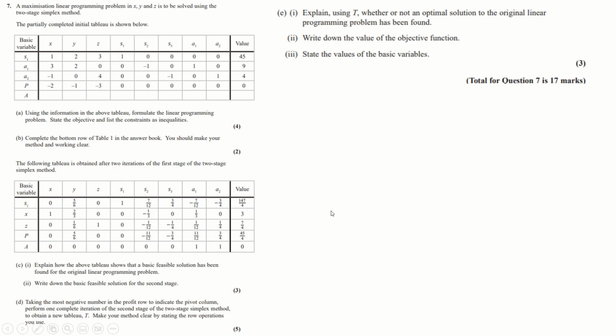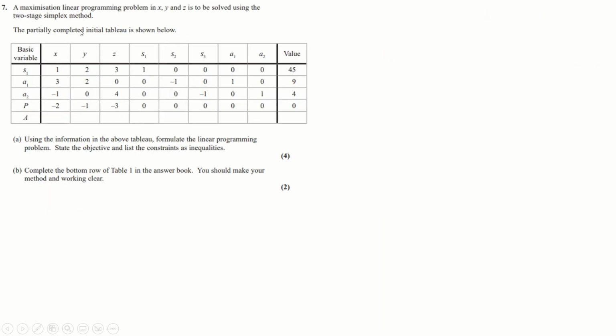Question 7 is obviously the simplex algorithm question. You'll always have one in the D1 papers. It's quite a long question, so we'll just break it down and do this part first, then this part down here. So okay, it's going to be a two-stage simplex method, so we're going to need both some slack variables and some, I can never remember the name.